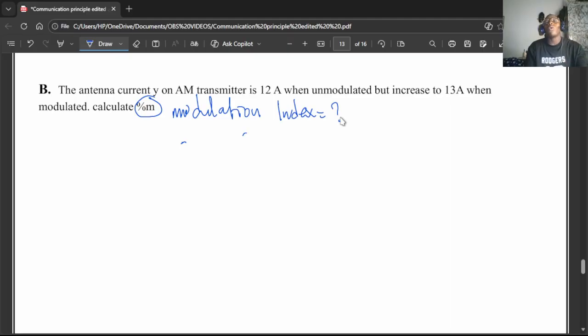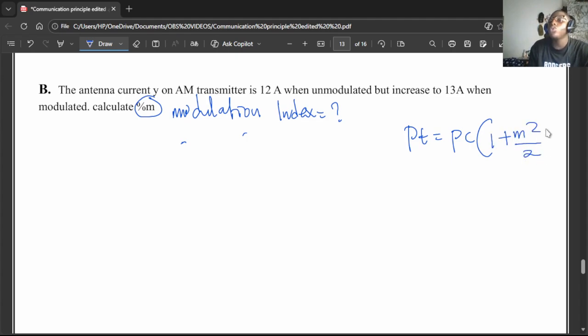Now, how do you go about calculating your modulation index? Remember, the equation we know is PT equals PC into 1 plus M square over 2, right? But in this question, we are not given PT or PC.